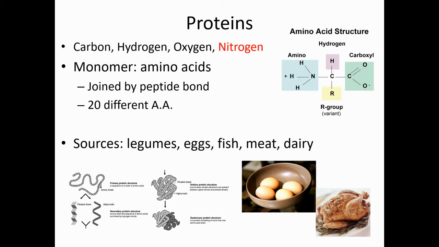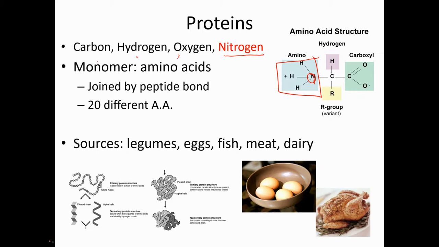All right, next macromolecule, proteins. Proteins: carbon, hydrogen, oxygen, and then we start adding nitrogen. So if you see a nitrogen right here, you should know right away that that is a protein, okay? The monomer is right here.